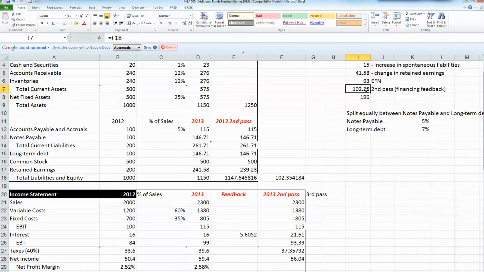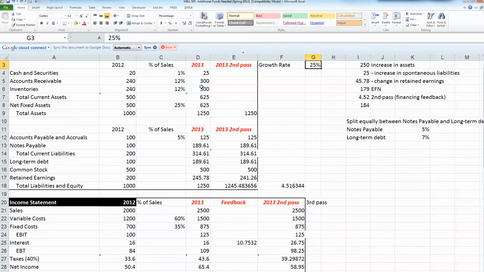I think I pressed the wrong button somewhere. Let me hit undo and see what happened. Where did I get this from? Oh, I just typed that in and I should have linked it. I should never type things in like that.